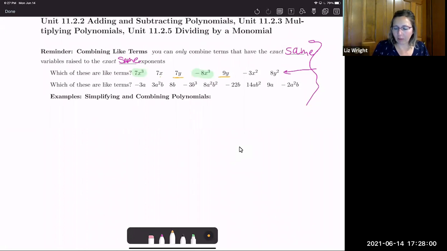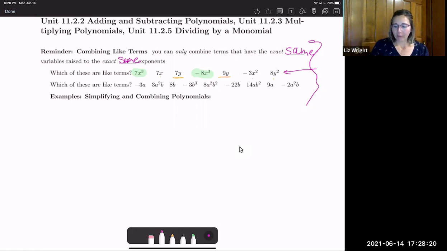And then finally, we can look over here. Are there any other x squared terms? No. Are there any other y squared terms? No. So then let's look in the second line here. We're just warming our brains up, reminding ourselves what like terms are before we get ready to add and subtract them.